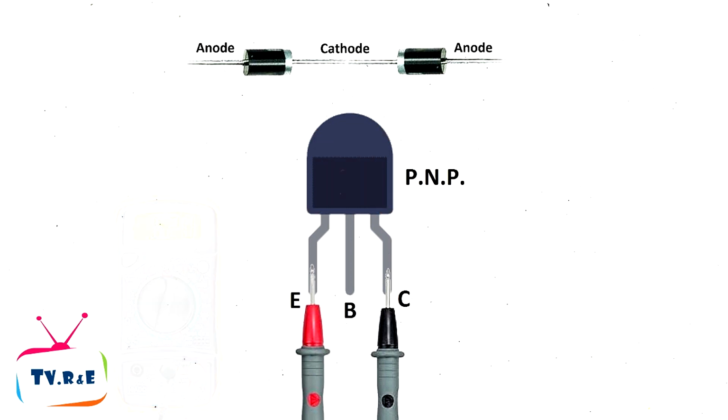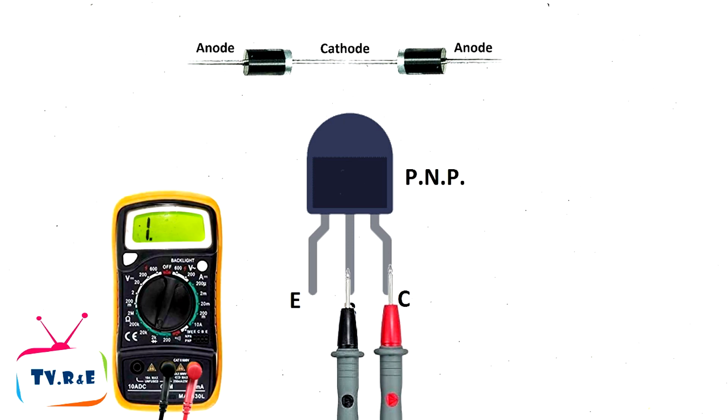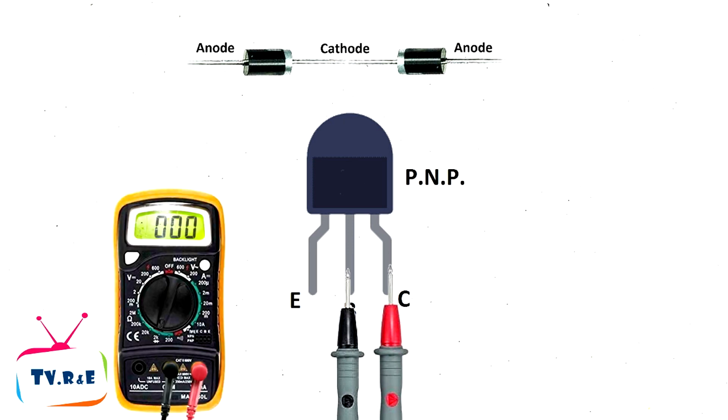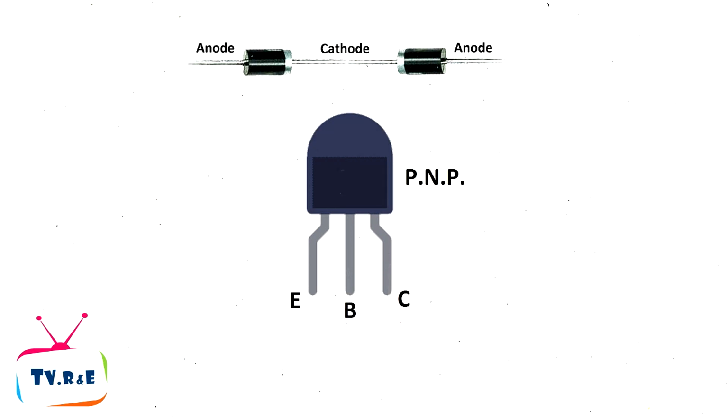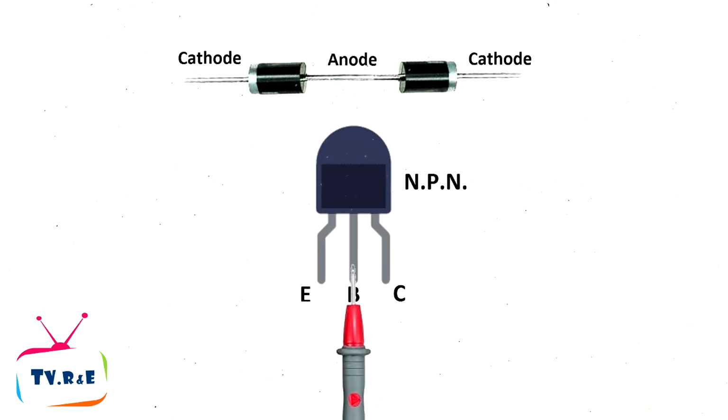If we place the black lead on the base of the transistor and the red lead on either the emitter or the collector of the transistor, it will show reading. And if it does not show any kind of reading or shows continuity, then the transistor will be considered faulty. Here we have observed that if we want to check the PNP transistor, we have to put the negative lead, that is the black lead of the multimeter, on the base of the transistor. And to check the NPN transistor, we have to place the positive lead, that is the red lead of the multimeter, on the base of the transistor.